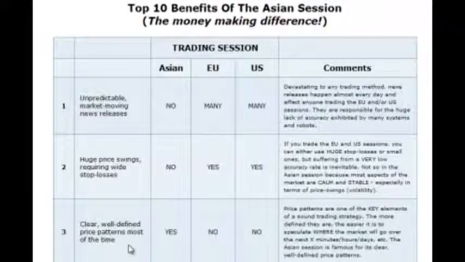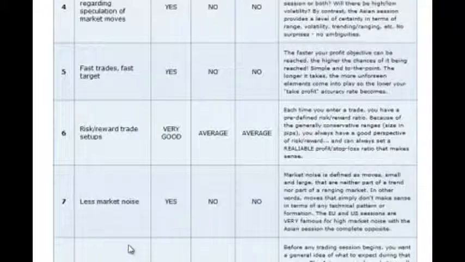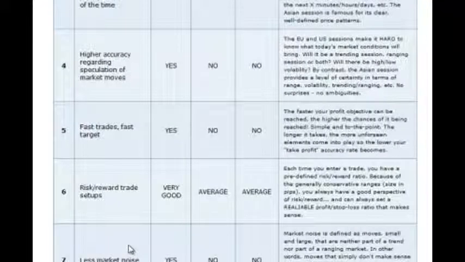Obviously, there are things you don't have in the US market. Price ranges are almost never clear. One day you can have spiking up, sideways part of the session, going crazy up and down later. You can never know in the morning what can happen by noon, and that's really frustrating. Again, the more defined price patterns are, the easier it is to speculate where the market's going to go in the next X number of minutes, hours, or days. The Asian session is famous for its clear and well-defined prices.